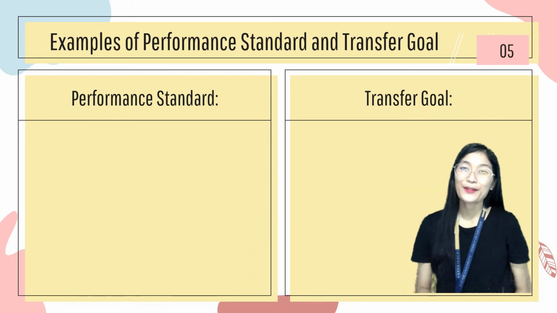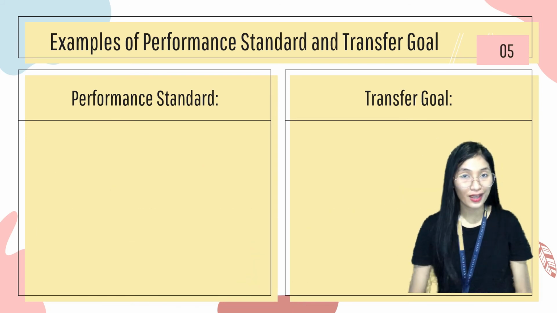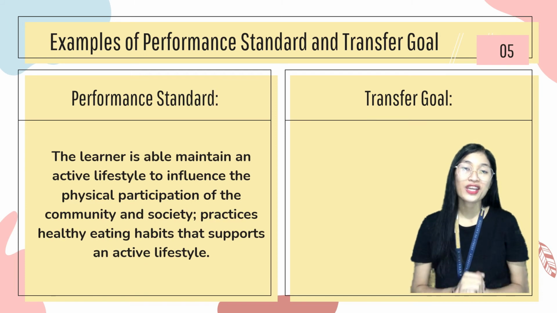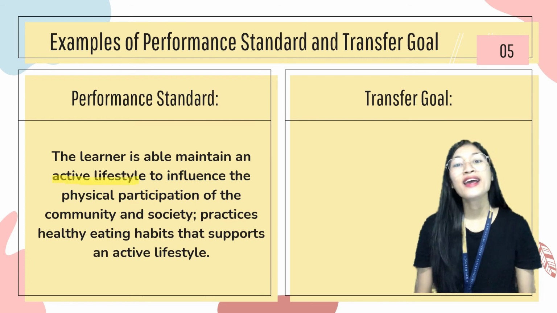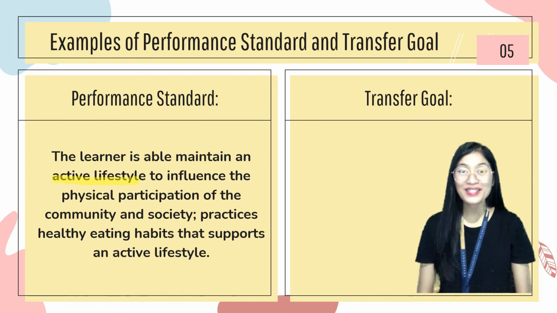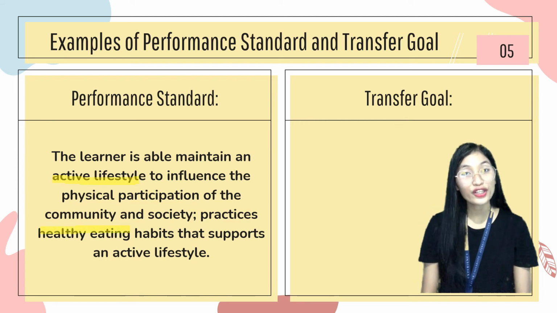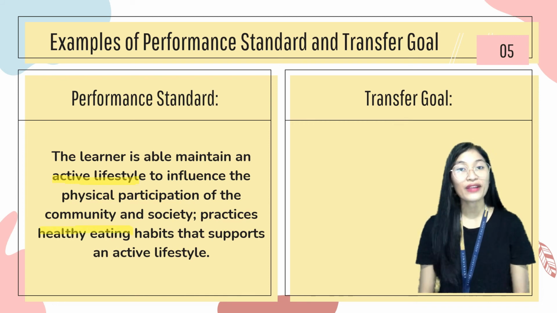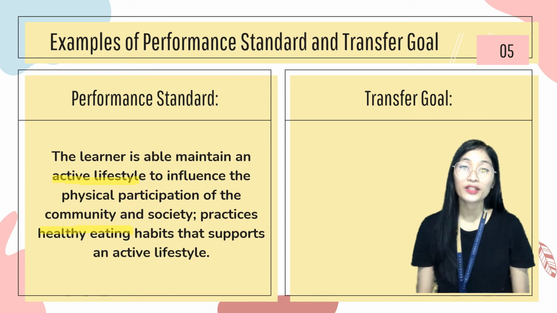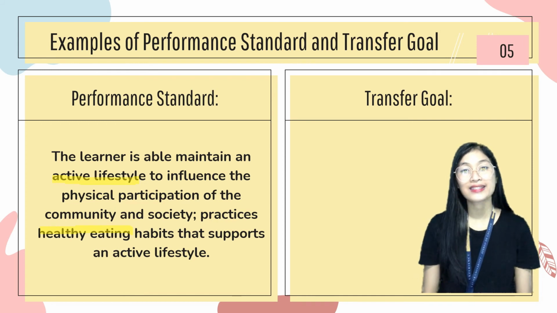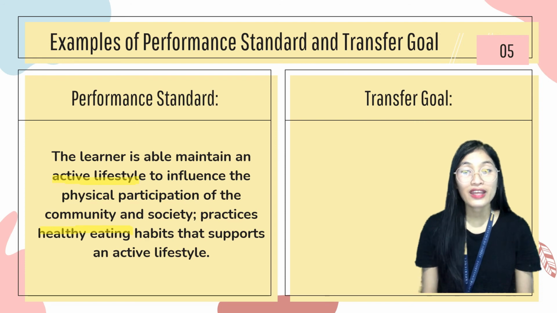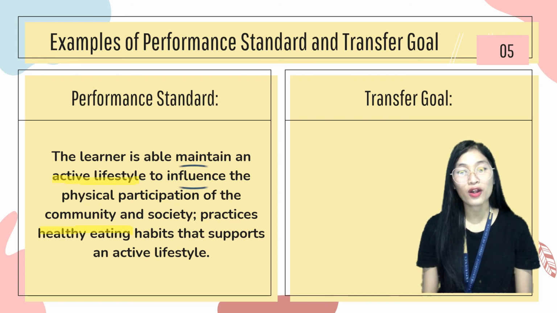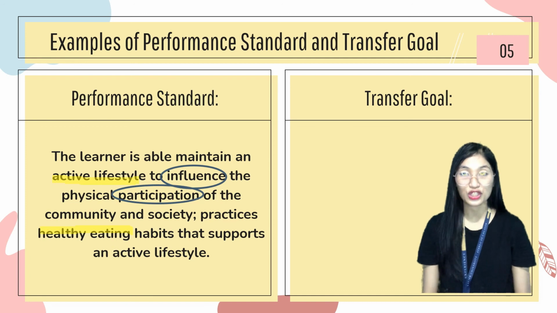Now, the last example to be presented is a physical education topic or lesson which focuses on the active and healthy lifestyle of an individual. So here I present to you the performance standard. The learner is able to maintain an active lifestyle to influence the physical participation of the community and society, and practices healthy eating habits that support an active lifestyle. So the verbs that are found in this example are influence and participation.